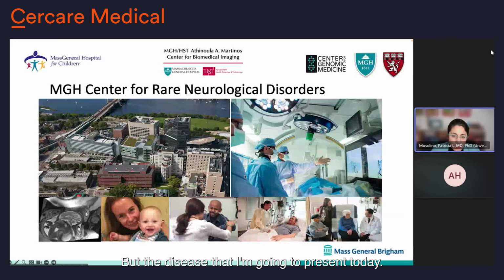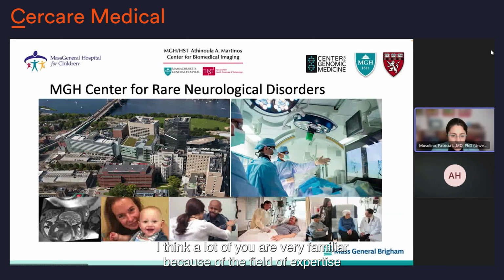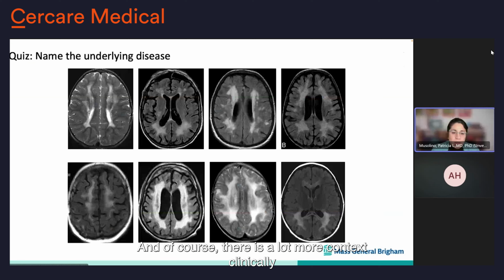But the disease that I'm going to present today, I think a lot of you are very familiar with because of your field of expertise, and because we call you all the time to try to get a little bit of a hint when we are looking at a patient with an MRI looking like this. These are just T2 and FLAIR images. And of course, there's a lot more context clinically and in other sequences to help with the diagnosis. But at the bedside, a lot of the time, we're calling the expert of the expert, or who we think could know about this particular disease.